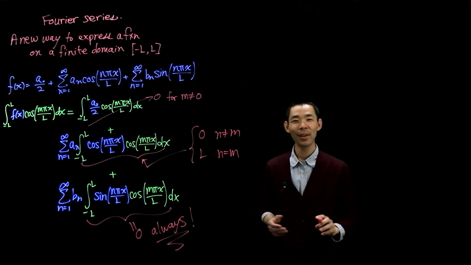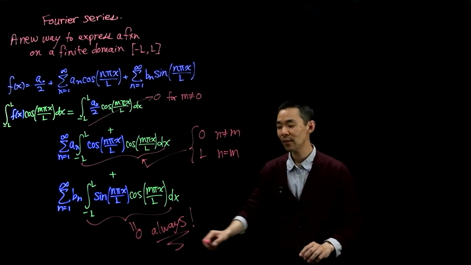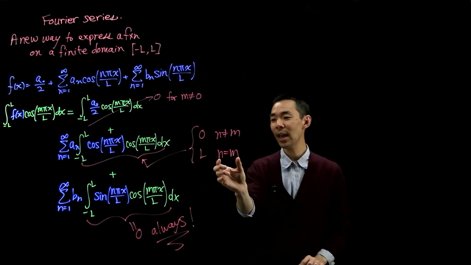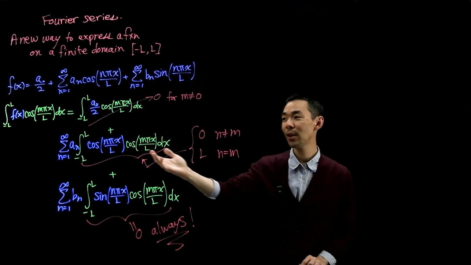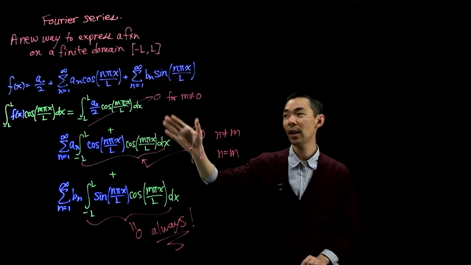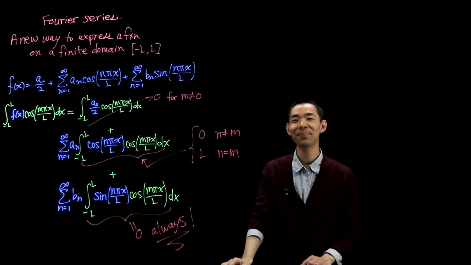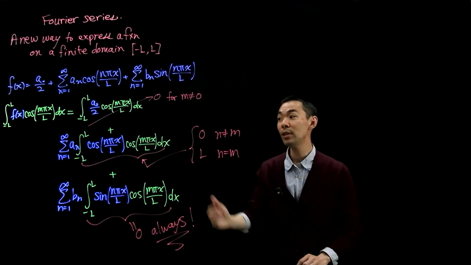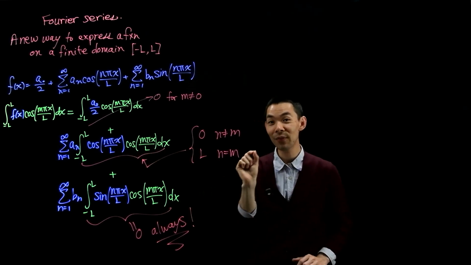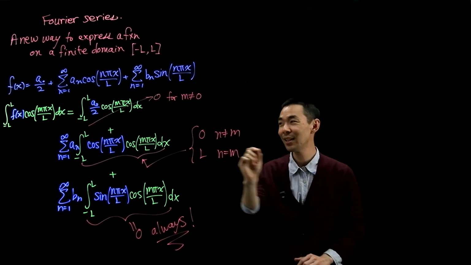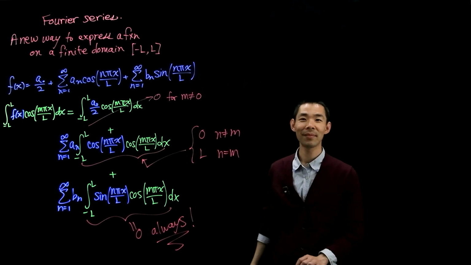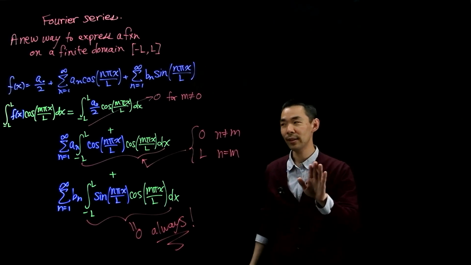Okay? So what we get is a very interesting case where only when n is equal to m, one term survives, every other term dies, which is great for us because that means that we can uniquely calculate the value of that specific coefficient by performing the integral on the left-hand side. Let's make sure we both understand this.